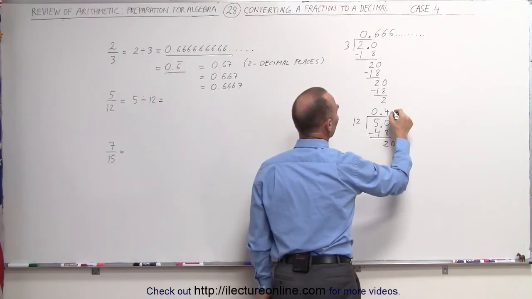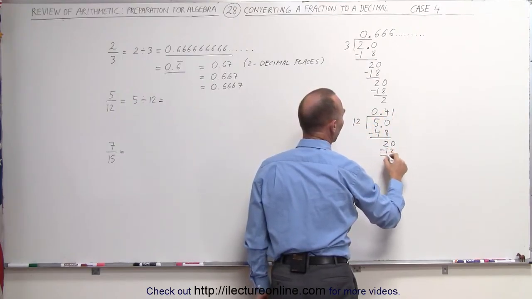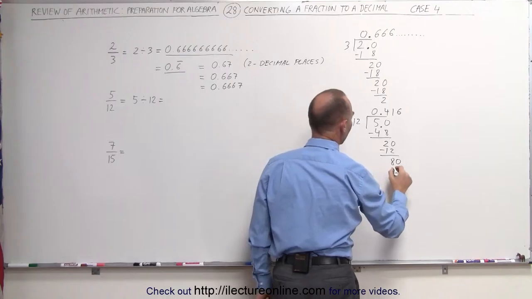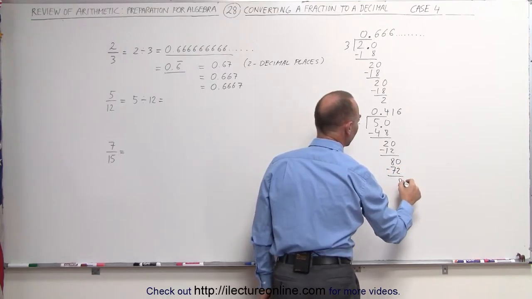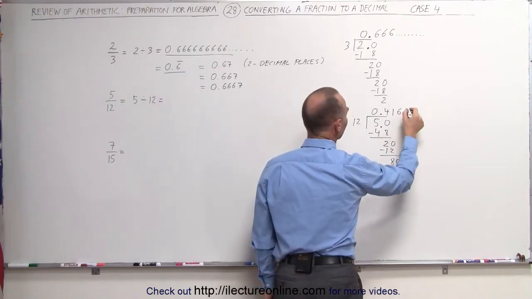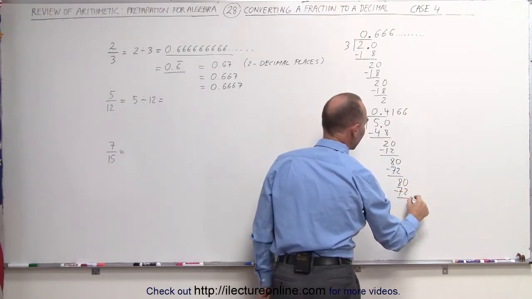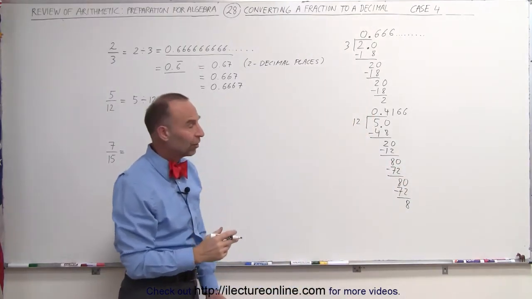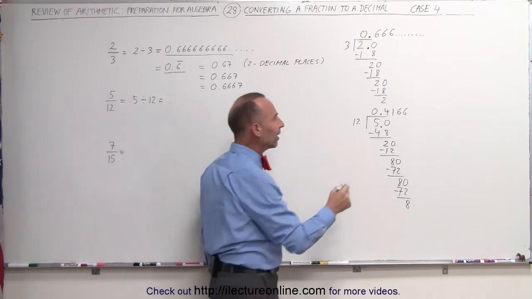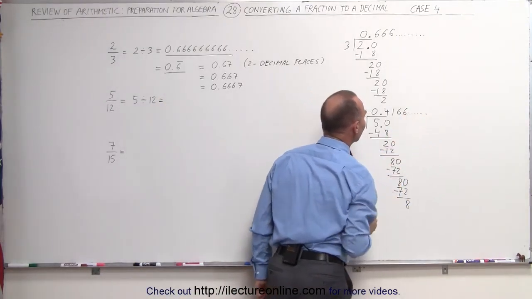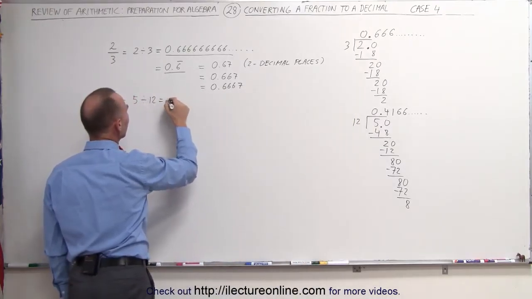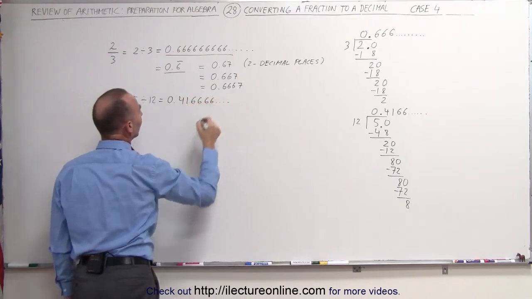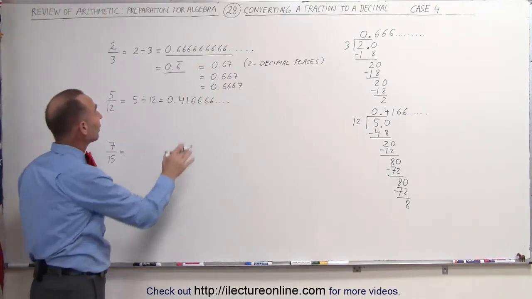12 goes into 20. That would be 1 time. 1 times 12 is 12. Remainder is 8. Drop down a 0. 12 goes into 80, 6 times, 6 times 12 is 72, remainder is 8, drop down a 0, 12 goes into 80, 6 times, 6 times 12 is 72, and again here you begin to see a pattern. Every time you're going to end up with a remainder of 8, you add a 0, it will fit in there 6 times, and you can see that we're going to get a continuous stream of 6s, which means that this can now be written as 0.416666 and so forth.